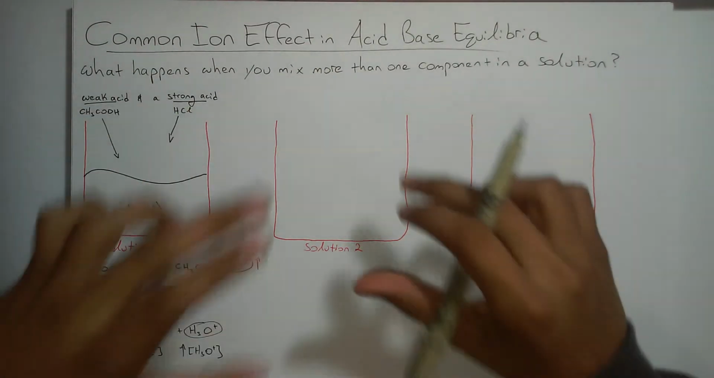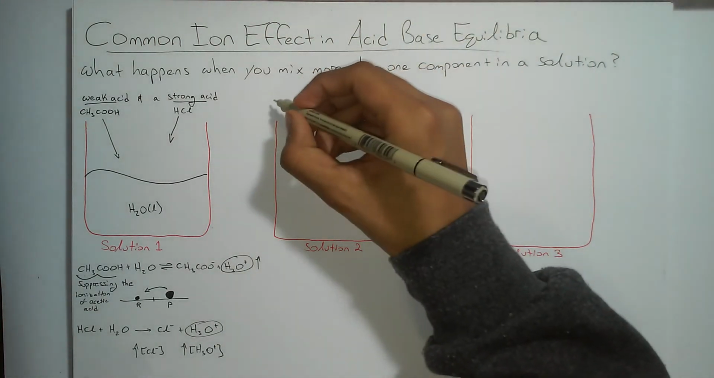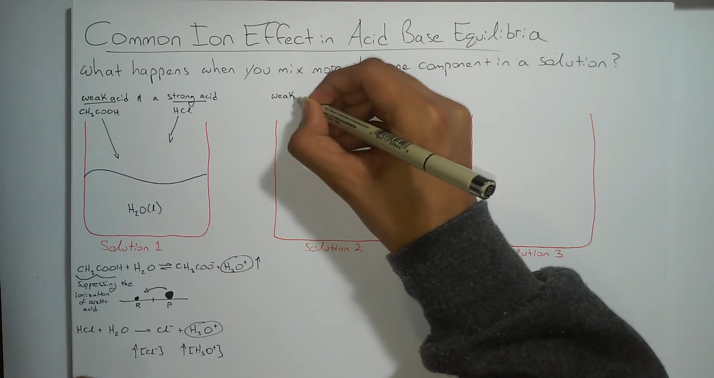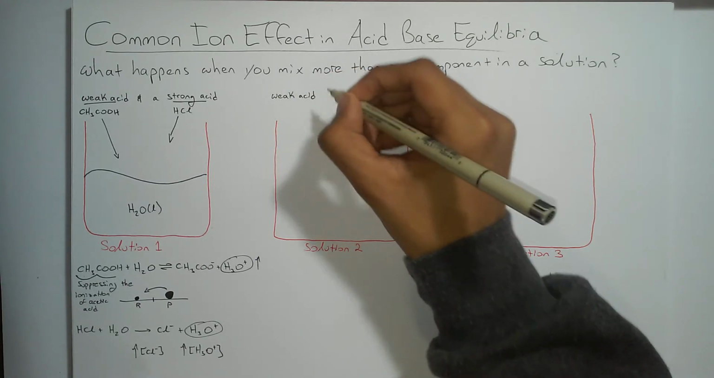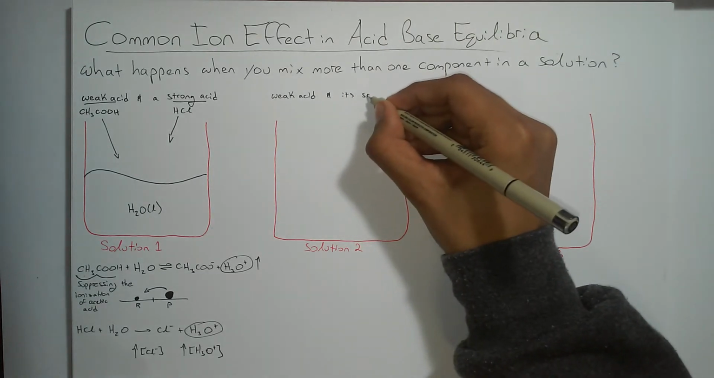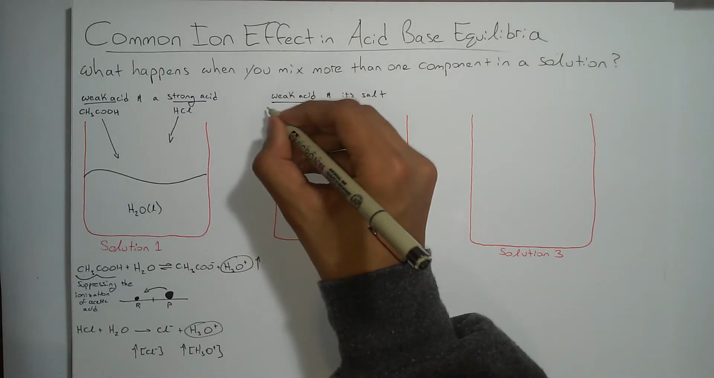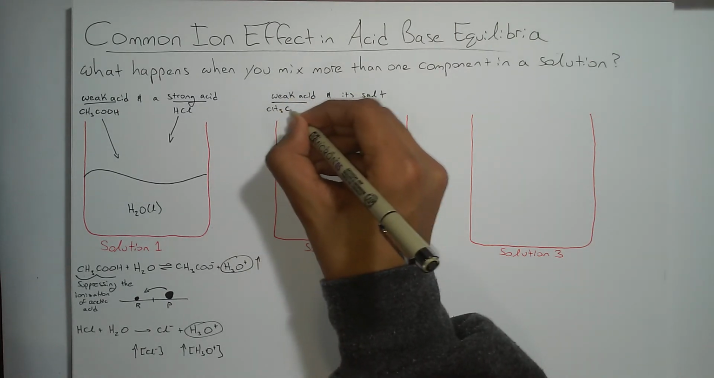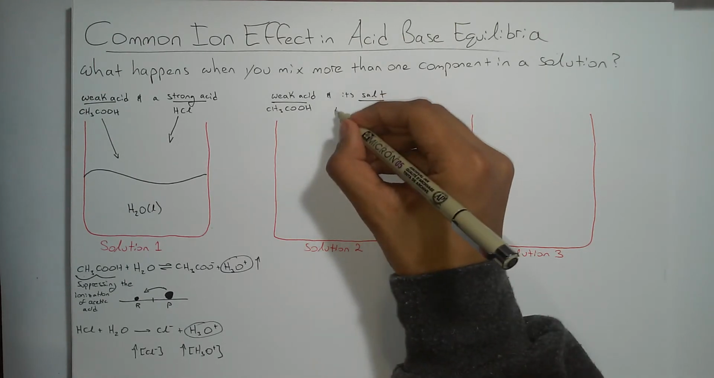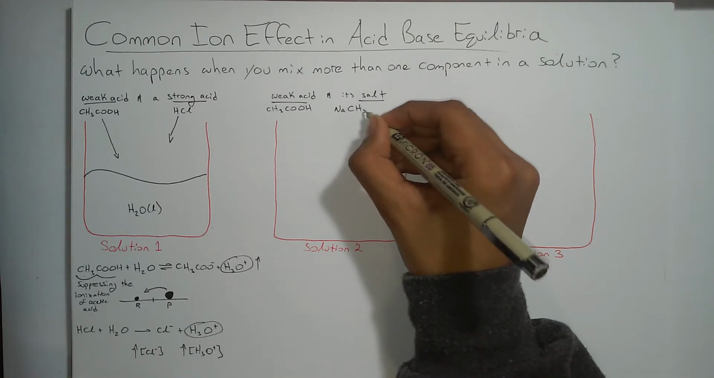And let's say in this particular beaker, I mix something like a weak acid. Again, it's 2 components: a weak acid and its salt. As a weak acid, I'm going to pick acetic acid, CH3COOH. And its salt is going to be sodium acetate, NaCH3COO.